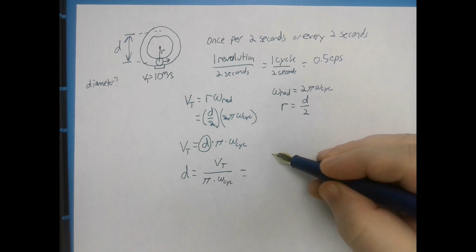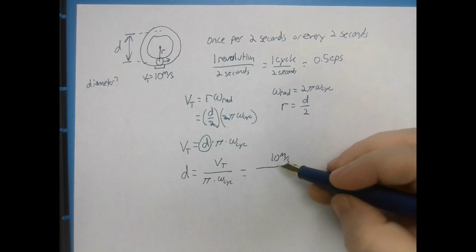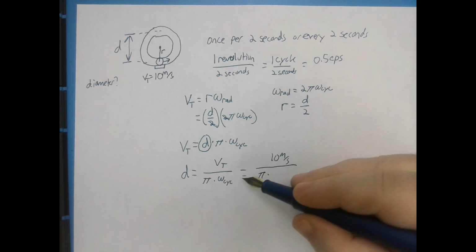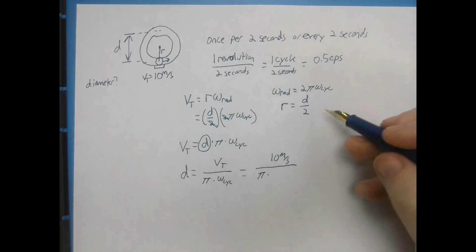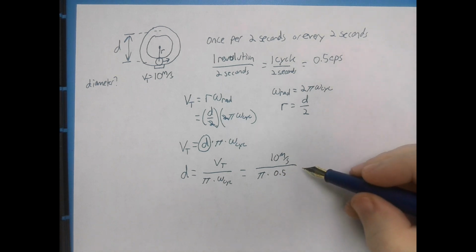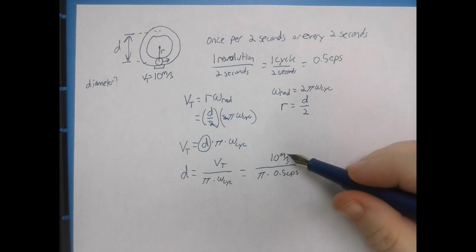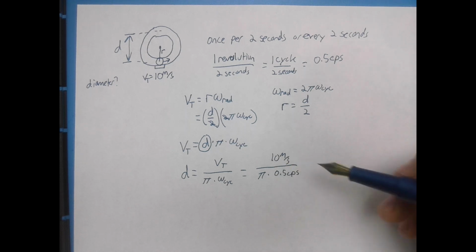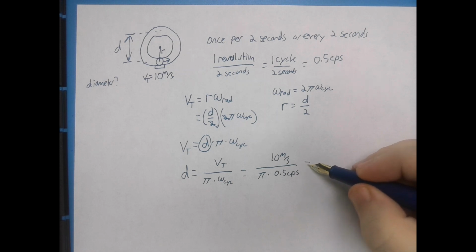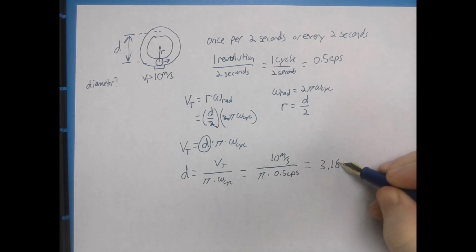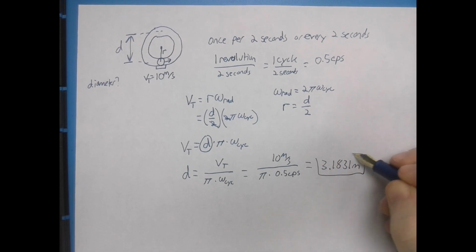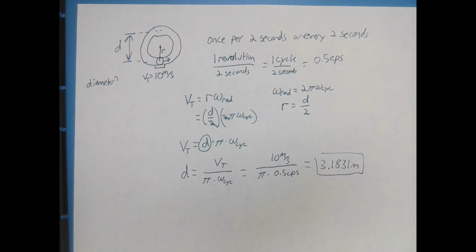This would be equal to 10 meters per second divided by pi times, and our omega in cycles per second is 0.5. The per second cancel each other out. Cycles is a fictitious unit. It doesn't represent any real quantity, which gives us just meters. So 10 divided by half is 20. 20 divided by 3.1415. That's about 3.1831 meters. So the diameter of the tube is a little over 3 meters.